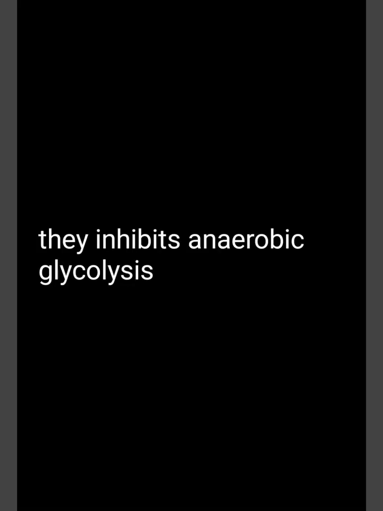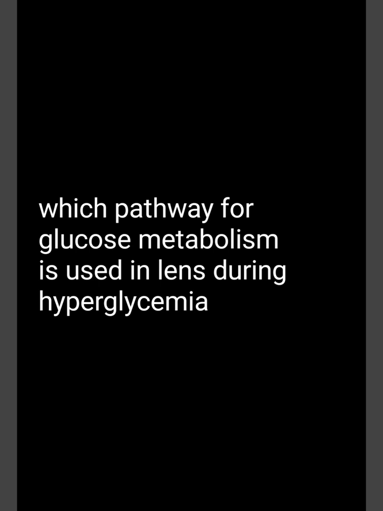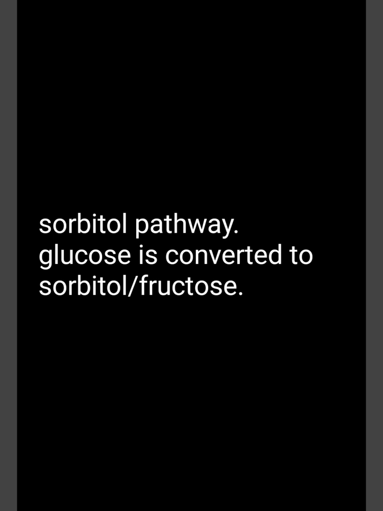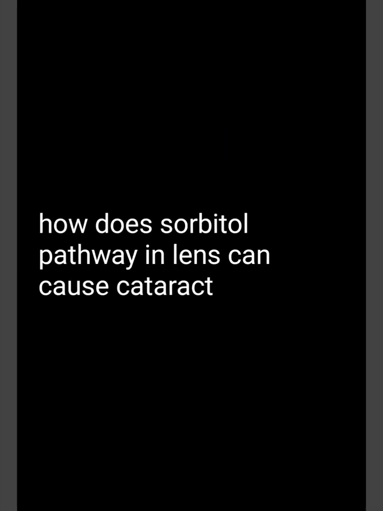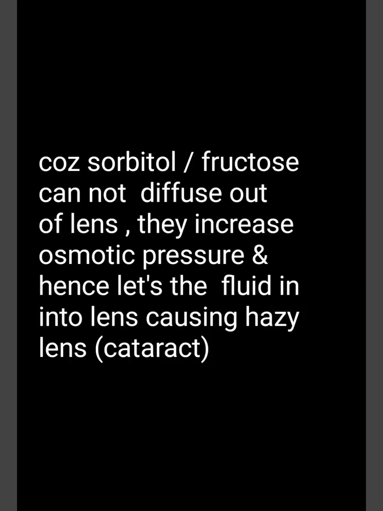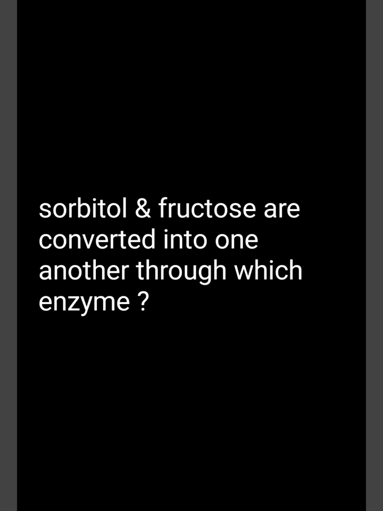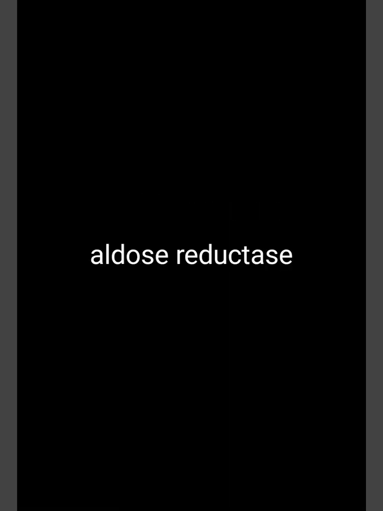How do diabetes and galactosemia affect glucose metabolism in lens? They inhibit anaerobic glycolysis. Which pathway for glucose metabolism is used in lens during hyperglycemia? Sorbitol pathway. Glucose is converted to sorbitol and fructose. How can the sorbitol pathway in lens cause cataract? Sorbitol and fructose cannot diffuse out of lens, they increase osmotic pressure and let fluid into lens, causing hazy lens, cataract. Sorbitol and fructose are converted into one another through which enzyme? Aldose reductase.